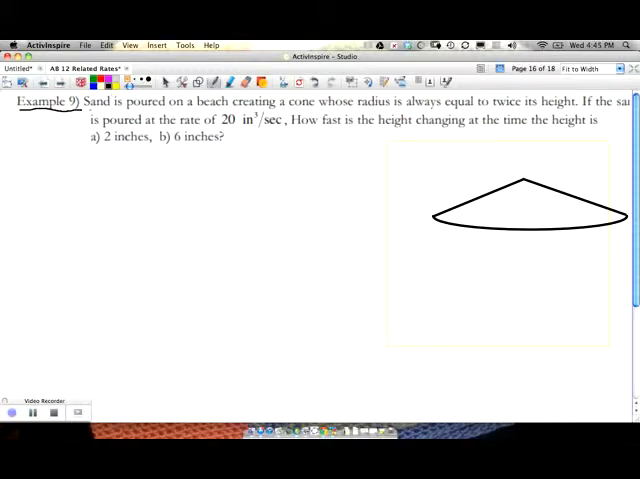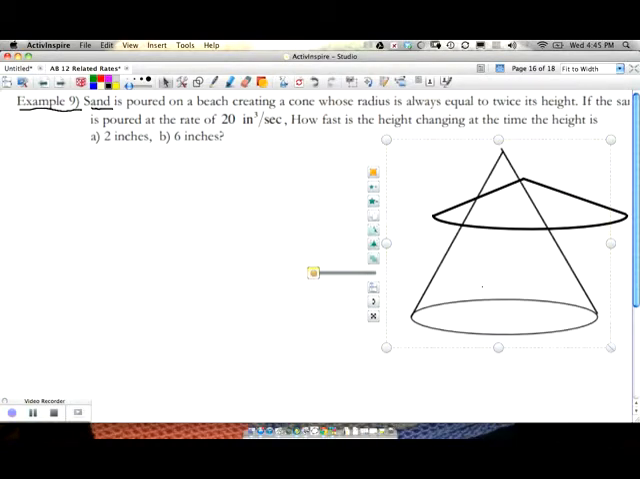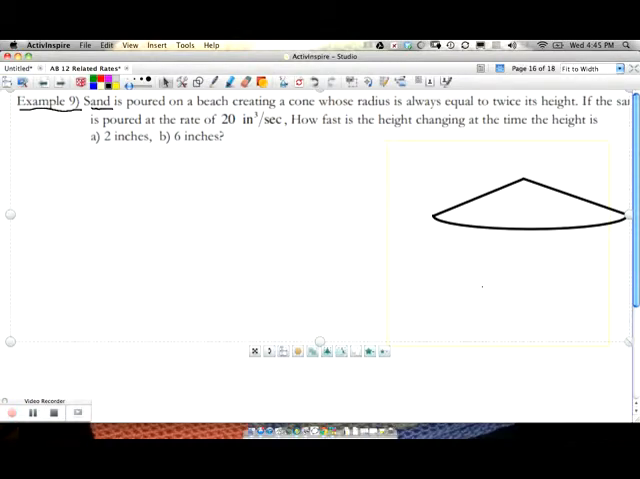Okay, so the first thing it says is sand is being poured on a beach. Now I know this is not the same cone that you guys have. You guys actually have a cone that looks like this. But that's not really an accurate cone. It's more like the shape that I drew here, and we're going to go over why here in a second.